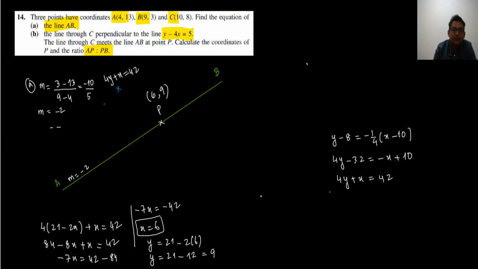Okay, A is (4, 13), B is (6, 9), and B is (9, 3). Okay. Ratio method I'm using. You can use the distance formula. You can find the AP distance. You can find the PB distance. And when you divide, the answer will be definitely what you need. But my method is a little bit different.